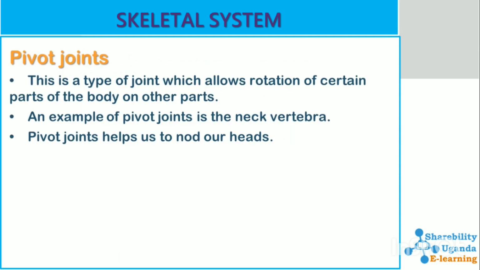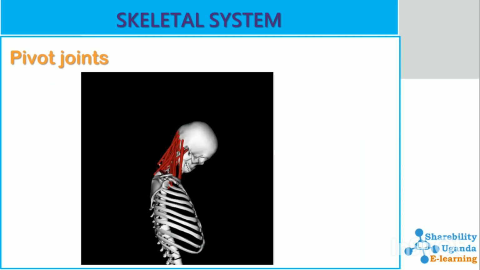And then we have the pivot joints, which are a type of joints which allow rotation of certain parts of the body against other parts. The best example is the skull and the neck vertebra. The skull can move against the neck vertebra, or the skull can move while the neck vertebra is fixed, or it supports the movement of the skull. The pivot joints help us in nodding our heads.